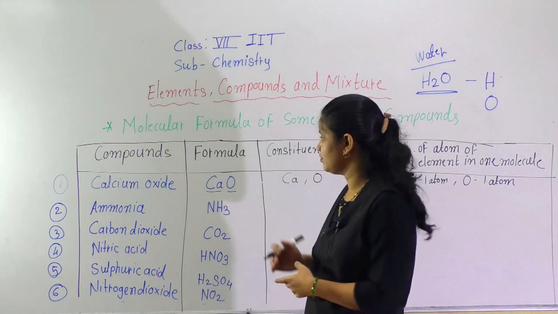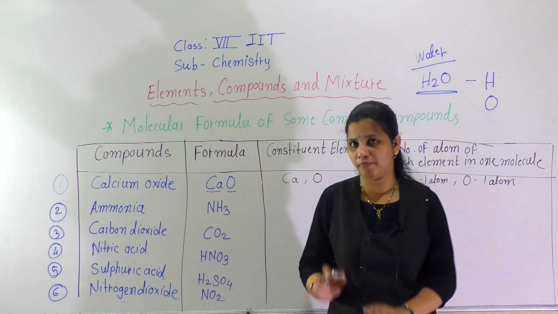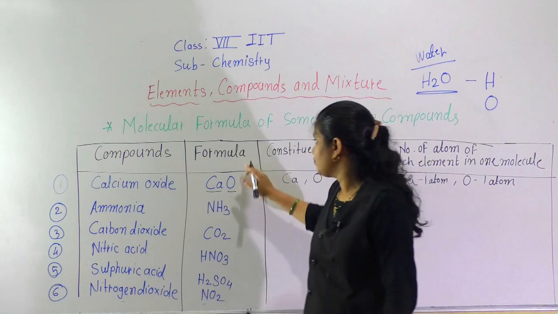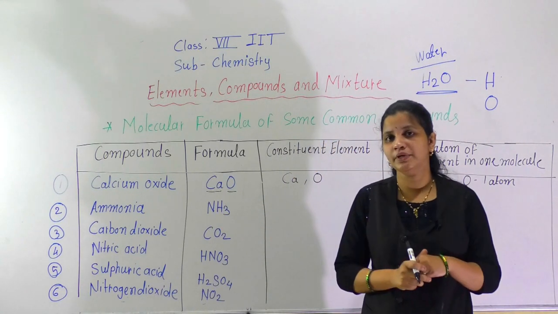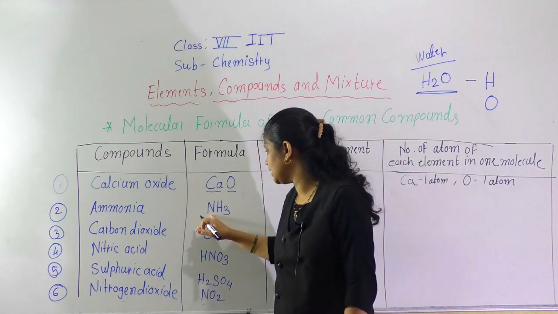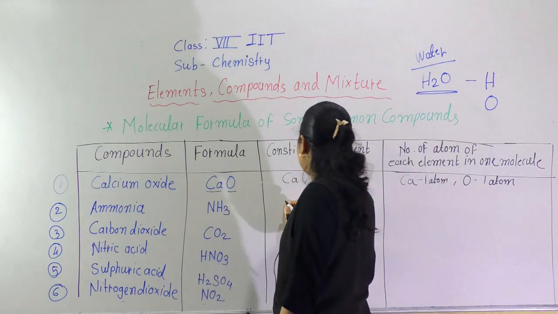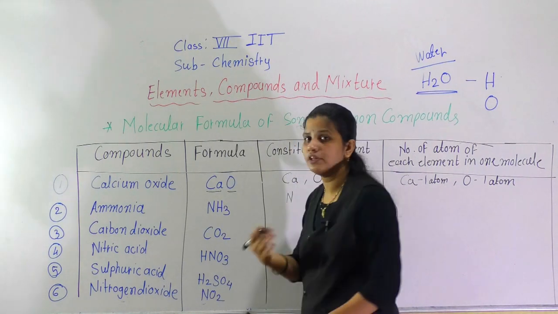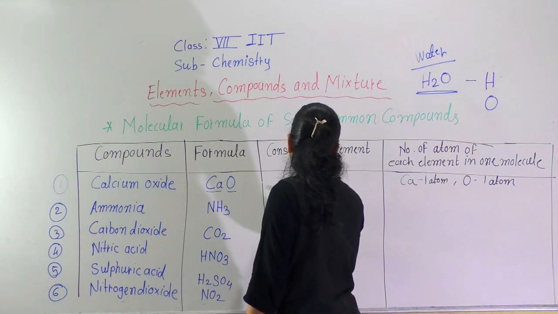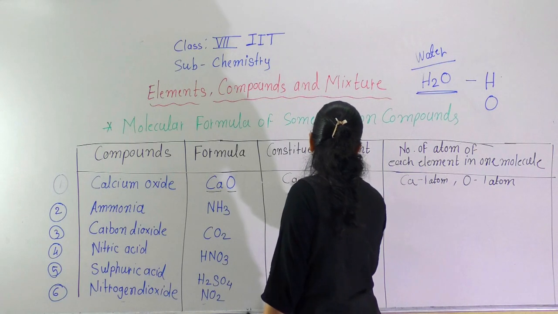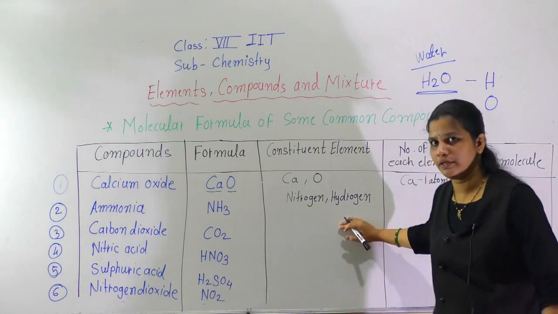Now, the second compound we will see is ammonia. You see the name of the compound and look at it properly. Ammonia formula is NH3. So, which two elements are present in this ammonia? Number one is nitrogen and second one is hydrogen. So, here we will write N, nitrogen. Otherwise, you can write the full name also: nitrogen and hydrogen.